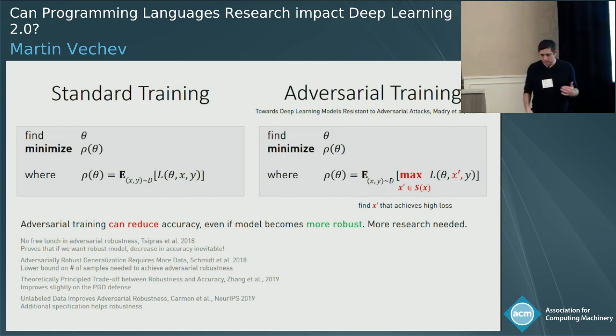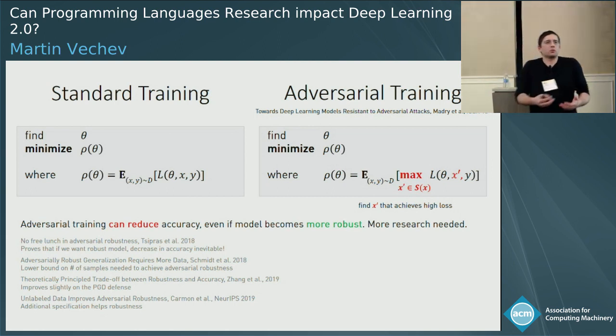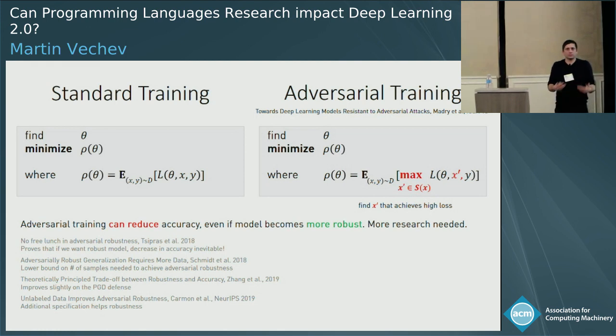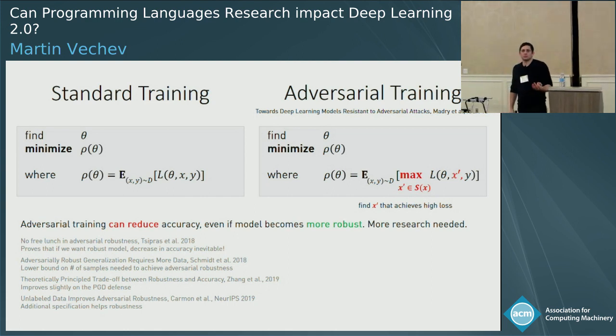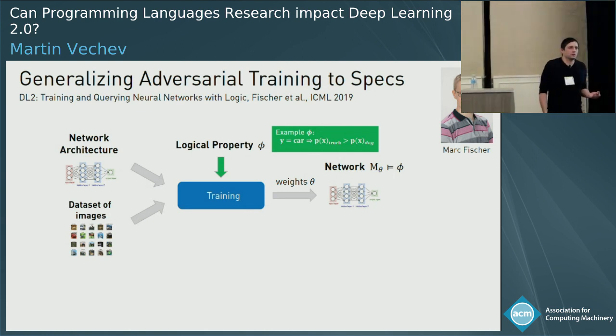So coming back to adversarial training, what you see is that this looks like a particular instantiation where you are trying to enforce a property, which is robustness, and you're training the network to enforce this property. So from a programming language perspective, what is the question that you would ask? You'd say, let's generalize it to arbitrary logical properties, right? This is what we investigated last year in ICML.